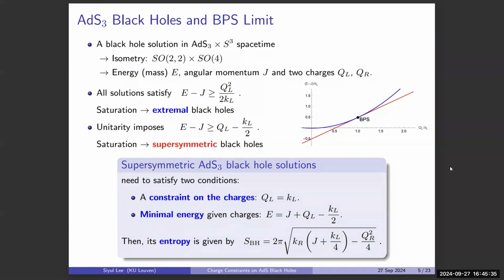So these three properties of the supersymmetric AdS3 black holes will be the key for the next 30 minutes. Minimal energy, charge constraint, and the entropy.